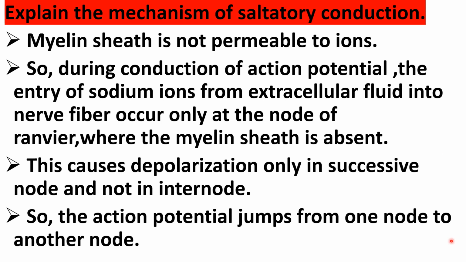Then explain the mechanism of saltatory conduction. The myelin sheath is not permeable to ions. So during the conduction of the action potential, the entry of sodium ions from the extracellular fluid into the nerve fiber occurs only at the node of Ranvier, where the myelin sheath is absent. This causes depolarization only in the successive node, not in the internode. So the action potential jumps from one node to another node. This type of transmission of the action potential from one node to another is known as saltatory conduction.